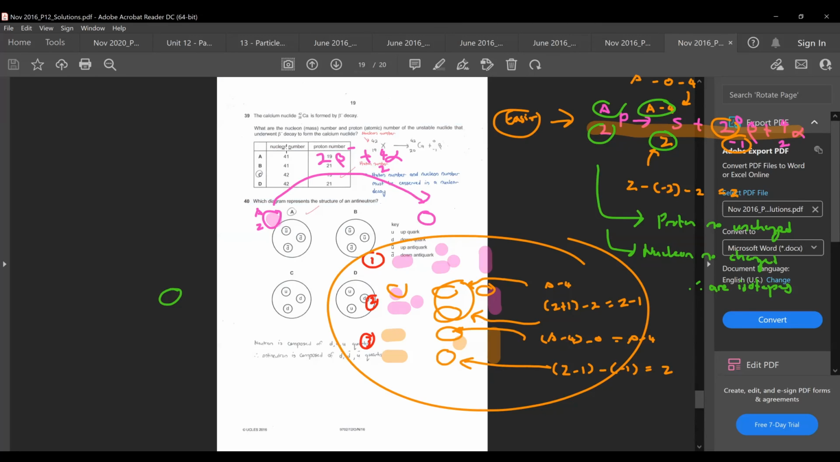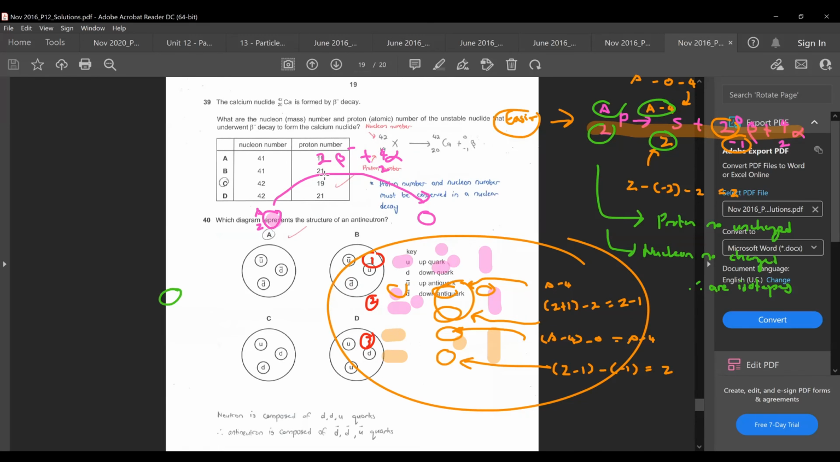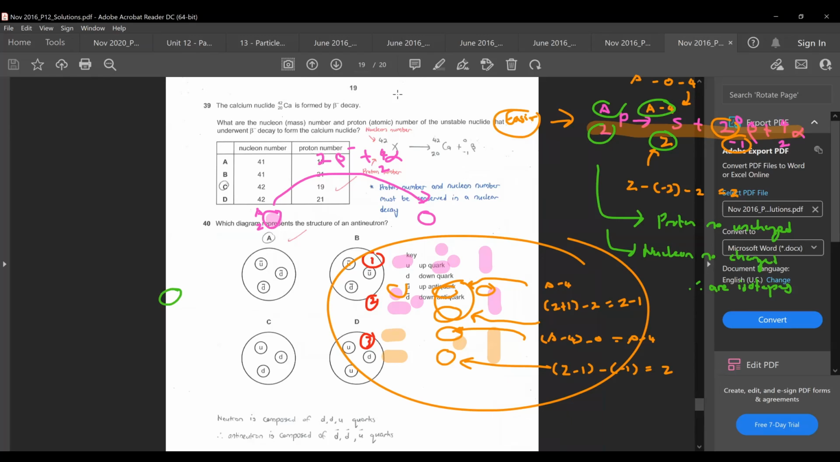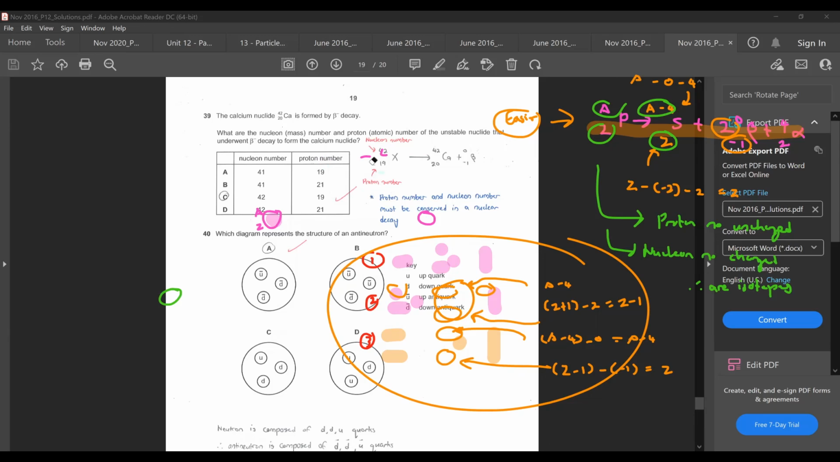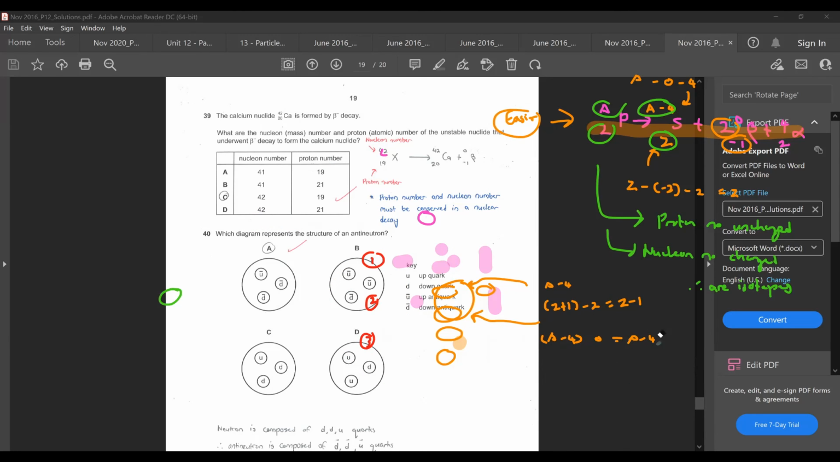Calcium nuclide 42 20 calcium is formed by beta minus decay. What are the nucleon number and proton number of the unstable nuclide that underwent beta minus decay to form the calcium nuclide? So this one is slightly different. They're not asking you what is the resulting nuclide right now. They're asking you what was the parent nuclide in the first place. So this one you have to do backwards.